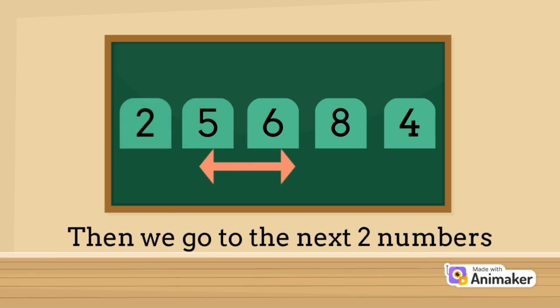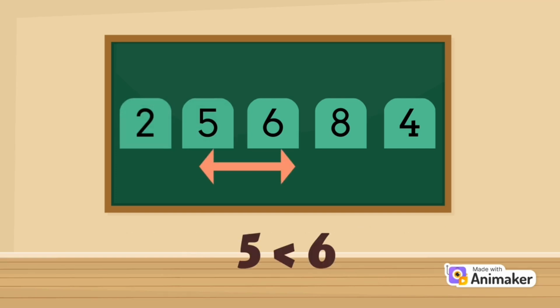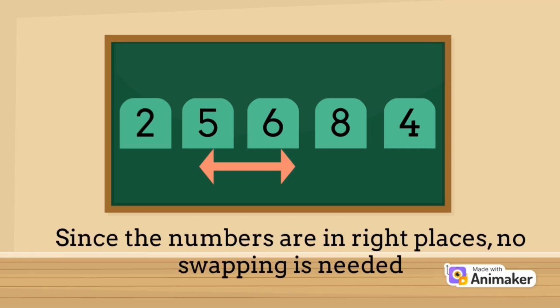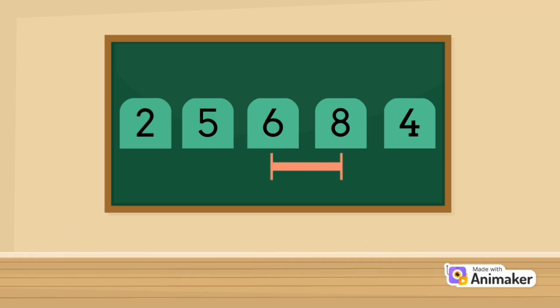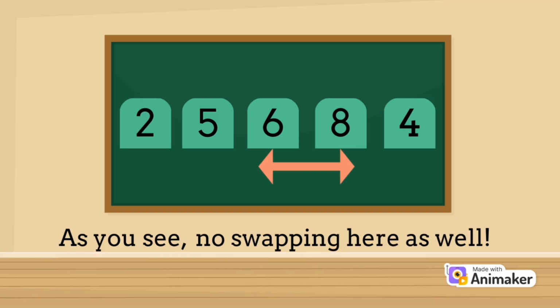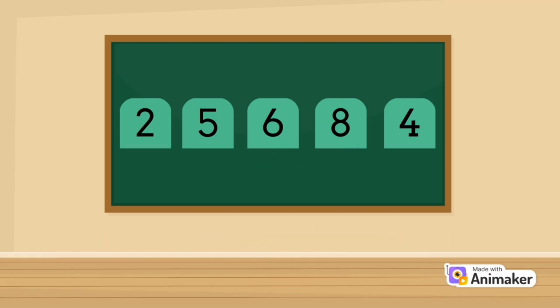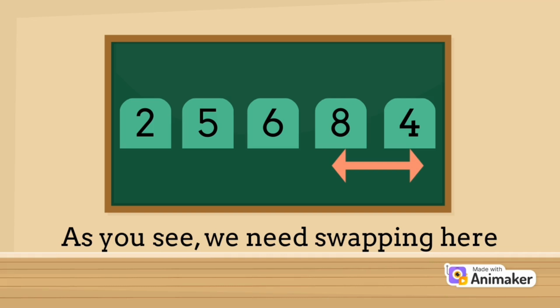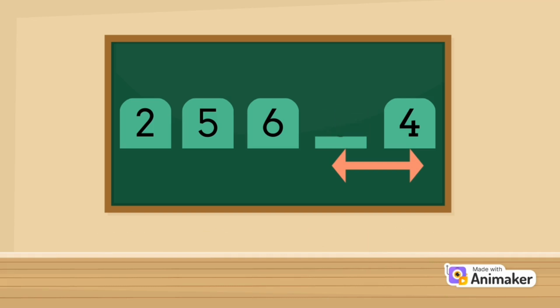Then we go to the next two numbers. See, 5 is less than 6, so nothing is wrong with that. Since the numbers are in the right places, no swapping is needed. Then we compare the next two numbers. 6 is less than 8, so no swapping here as well. And then we go to the next two numbers. 8, however, is greater than 4. So, the swapping is needed here. Therefore, we are swapping the two numbers.